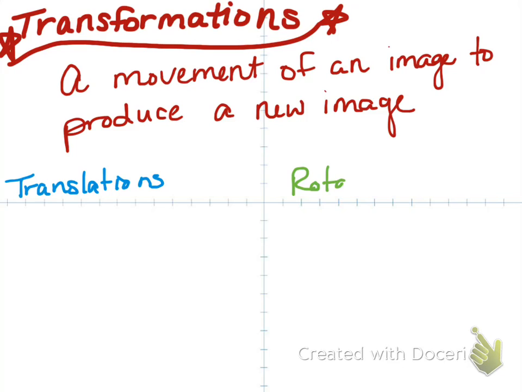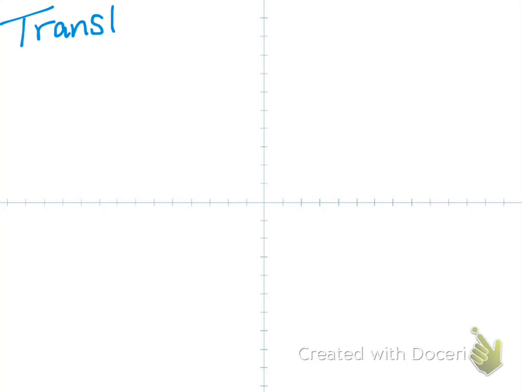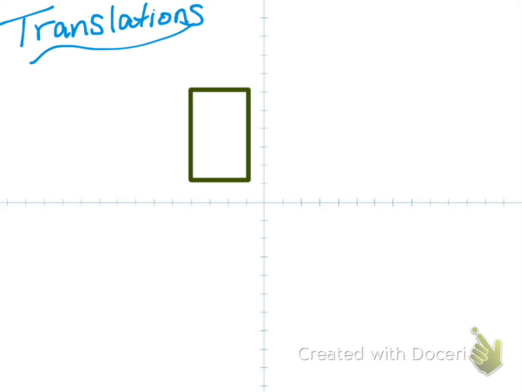There are 4 different kinds of transformations that we're going to learn about: translations, rotations, reflections, and dilations. And in this video, we're going to talk about translations.